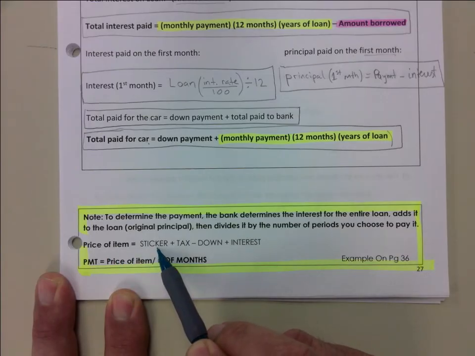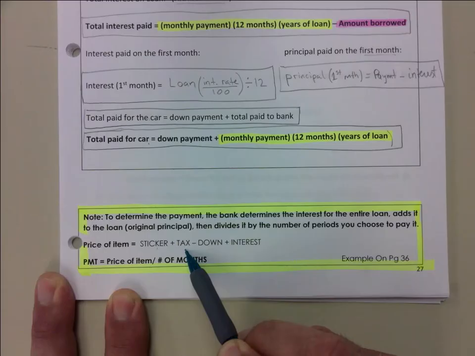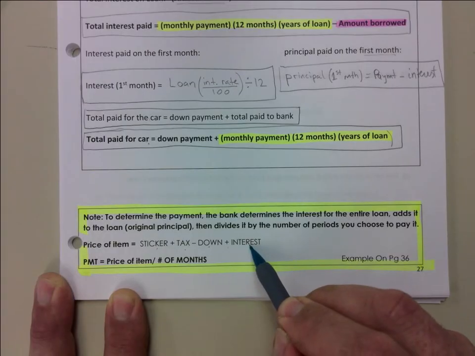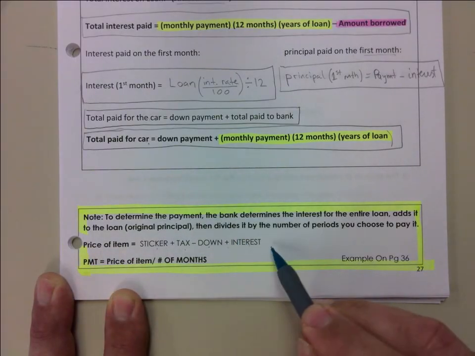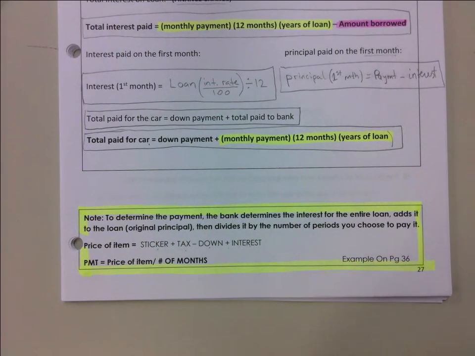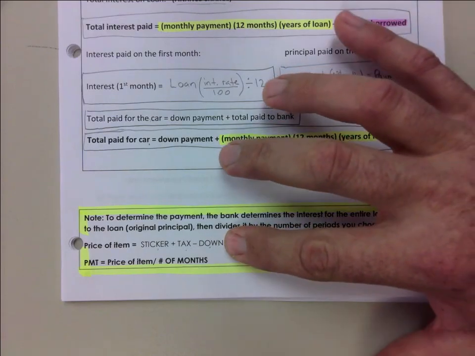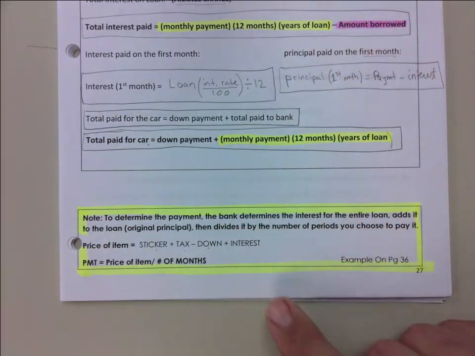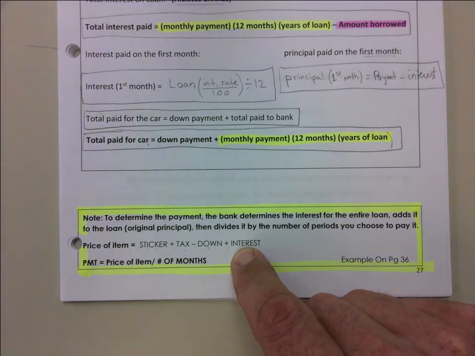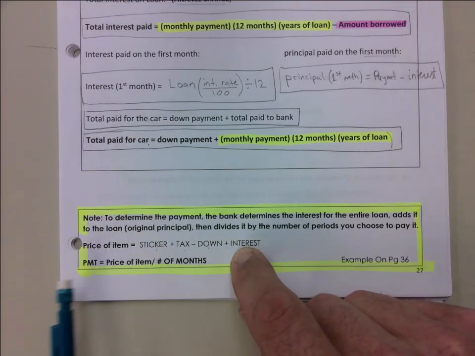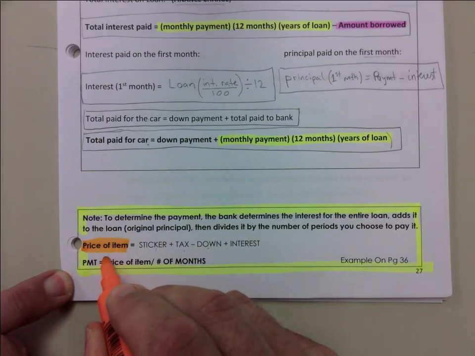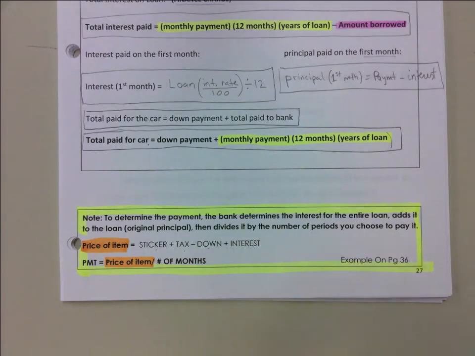Price of the item. You take the sticker, you add your taxes. Everybody pays taxes on a car. You can't escape it. You go minus any down payment that exists. They add the interest. So this is what every one of us will pay if we get a loan. If you have cash, if you're not going to finance it, you don't have to worry about the interest. But if you're going to take a loan, you're going to have to add the interest that they're going to charge you. They take the price of the item that they figure out, and they divide it by the number of months.